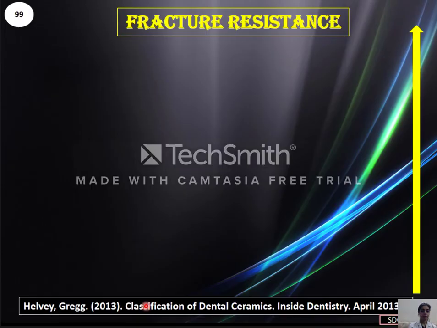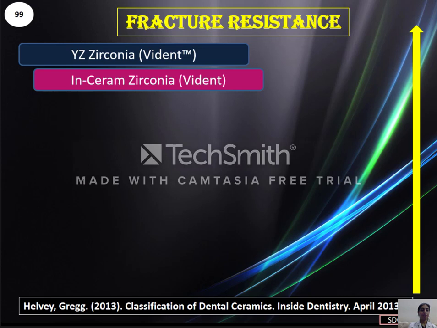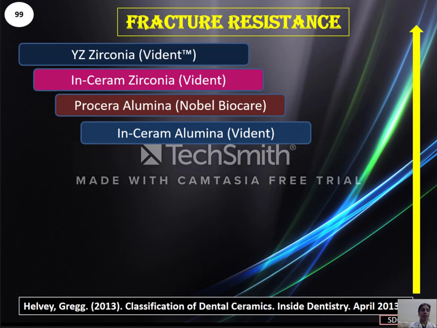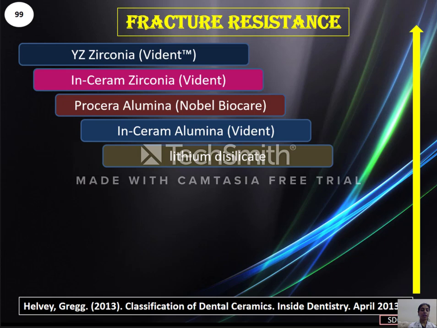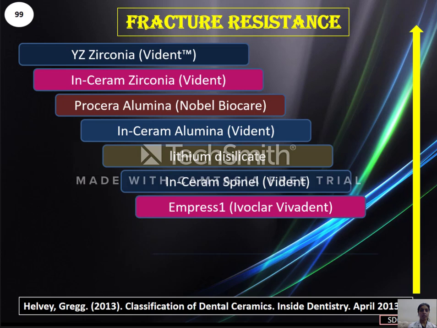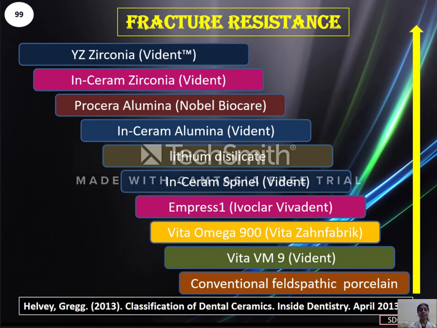When comparing the fracture resistance of ceramic materials, the descending order is zirconia in the form of yttria stabilized zirconia, followed by In-Ceram zirconia, alumina in the form of Procera alumina and In-Ceram alumina, followed by lithium disilicate, In-Ceram spinel, followed by IPS Empress 1, Vita Omega 900, Vita VM 9, and the last, conventional feldspathic porcelain.